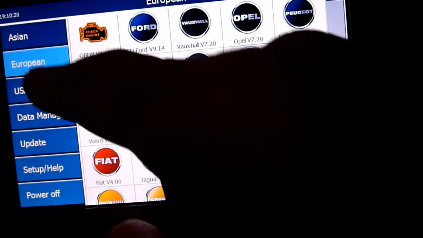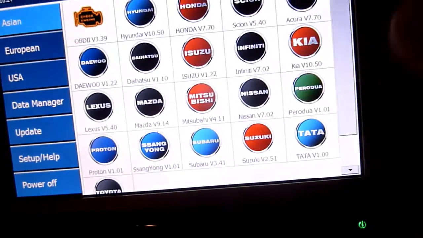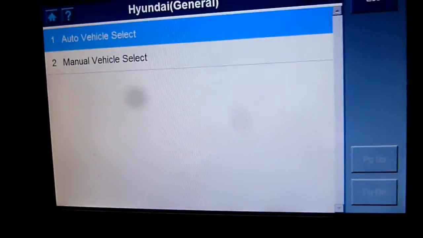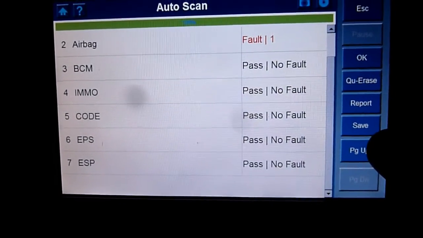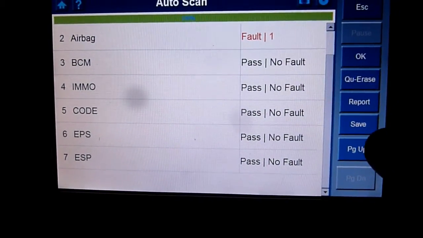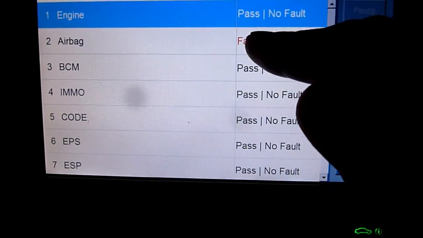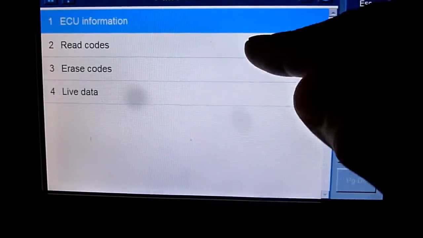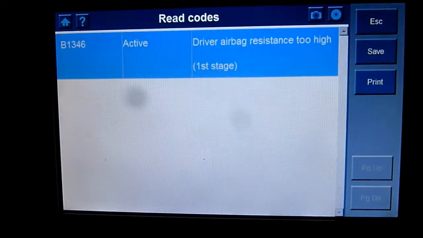Right. So we were looking for Asian auto vehicles. So apart from the airbag fault, no other faults. One error. All we need to do is find the code, read the code. Driver airbag resistance too high.